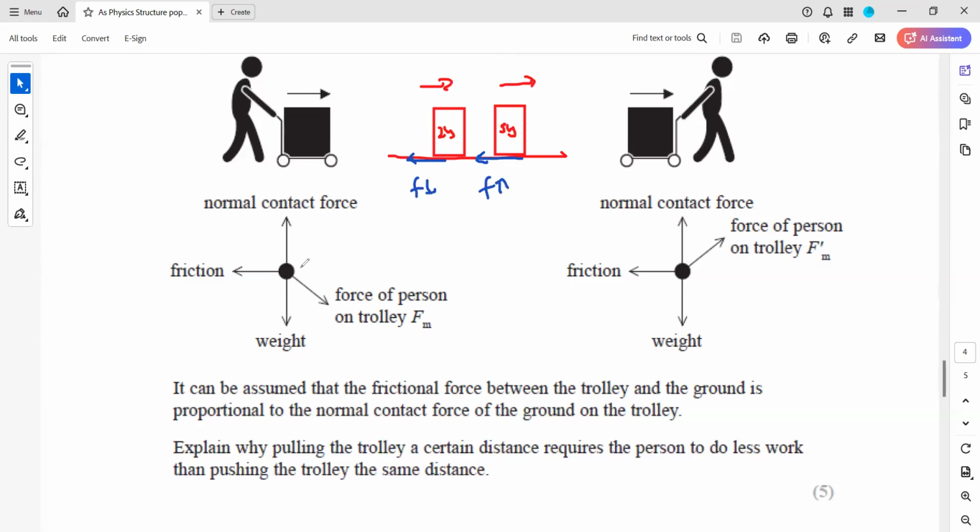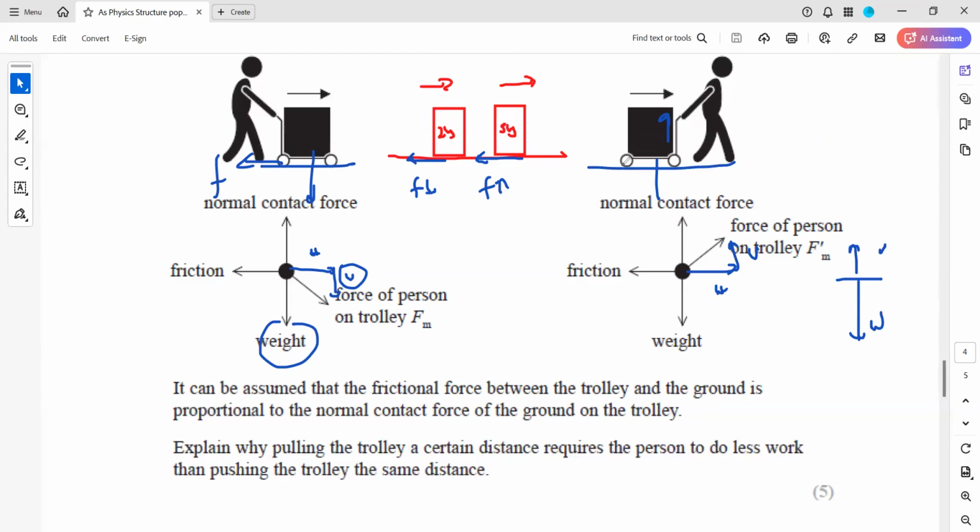The same thing happens here. When we apply a force, there will be a horizontal and a vertical force. In this one, there is more downward force, so the friction of the whole system will be higher. In this one, there is a horizontal and an upward vertical force. The vertical force is opposite to the weight, so this will experience relatively less friction.